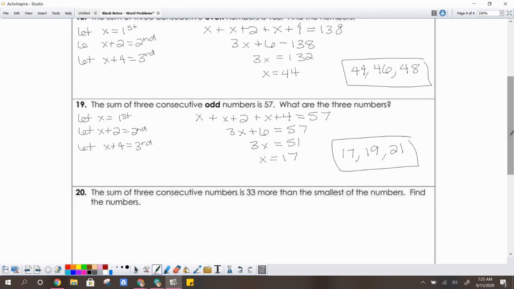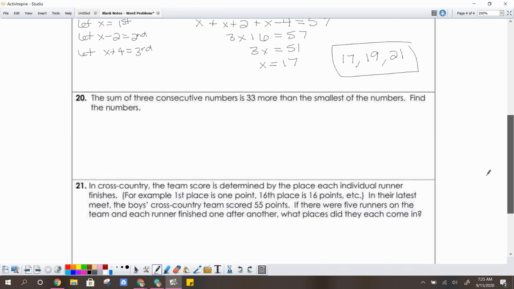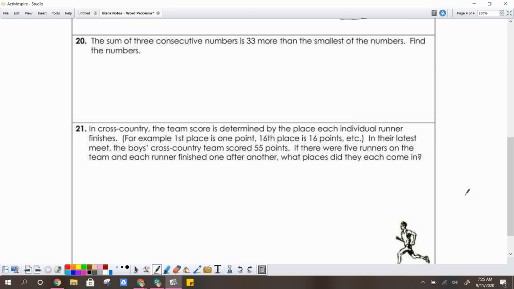All right, number 20, it says the sum of 3 consecutive numbers is 33 more than the smallest of all the numbers. So we need to find the numbers. So first, we have x is our first. This time we just want regular consecutive. So we're going to go ahead and do x plus 1 and x plus 2 this time because they're just consecutive.